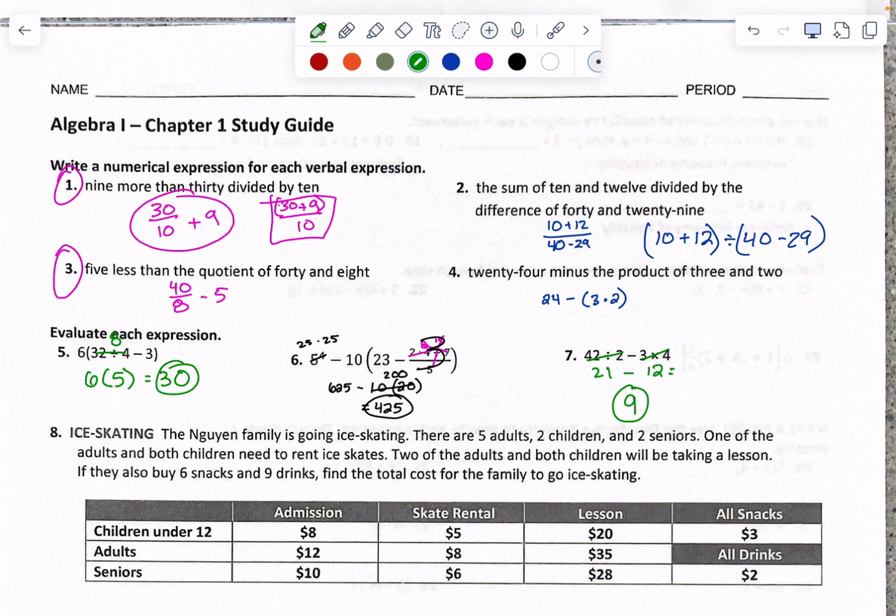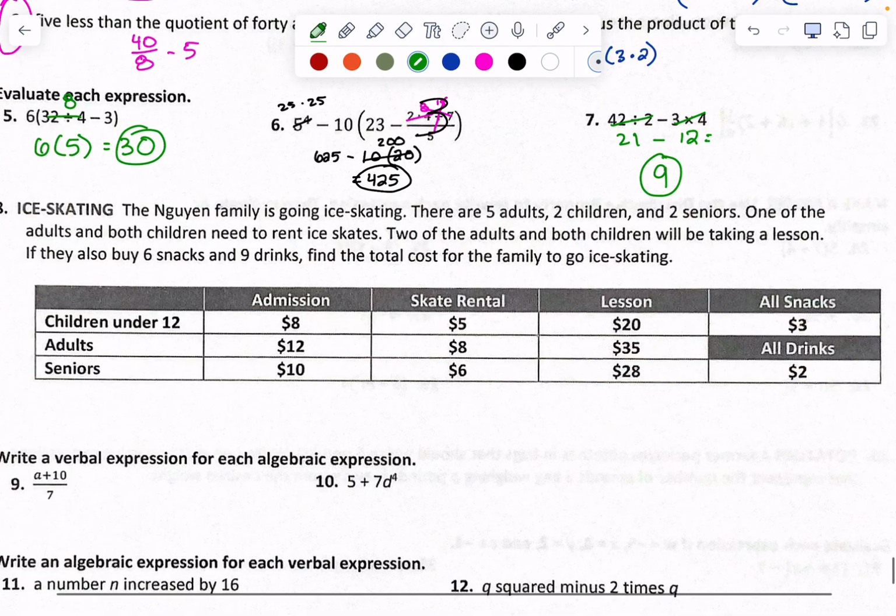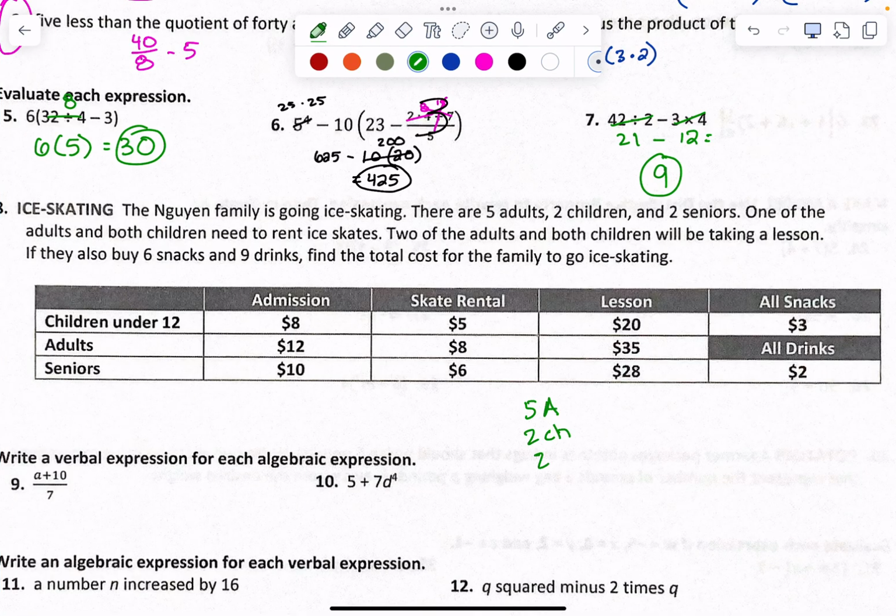For 5 and 7? All right, I'll leave those up there, but we'll zoom in just a little bit. Braxton, are you good? We're doing 8 together. Okay. Whatever family is going ice skating. There are 5 adults, 2 children, and 2 seniors. One of the adults and both children need to rent ice skates. So 1 adult, 2 children for skates. 2 of the adults and both children will be taking lessons. So 2 adults and 2 children are taking lessons.